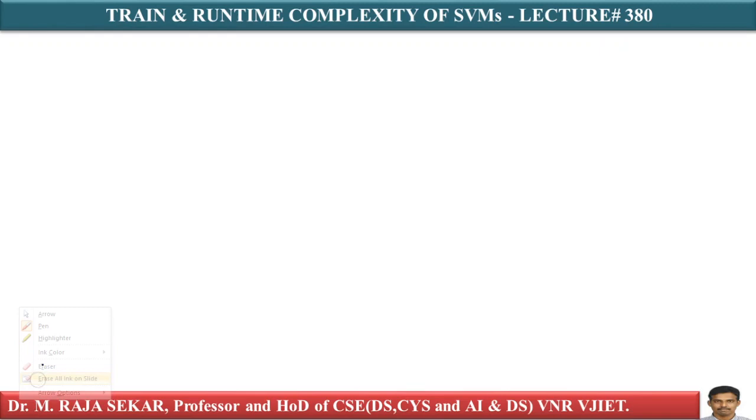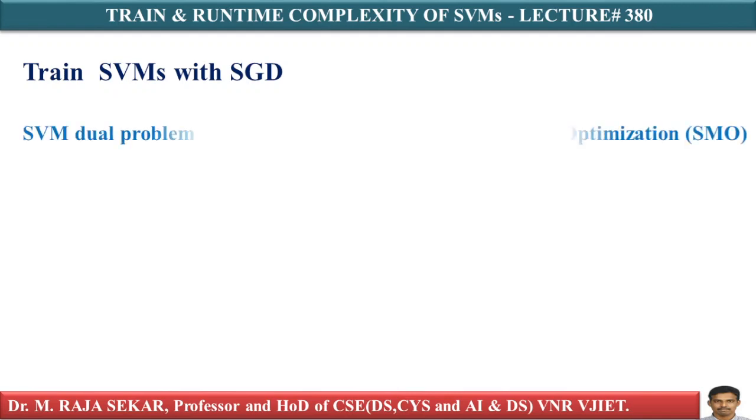In this lecture, we will try to understand train and runtime complexity of support vector machines. So, we can train support vector machines using your standard stochastic gradient descent algorithm. There are specialized algorithms which solve support vector machine optimization problems, dual problems especially. There is one such algorithm called sequential minimal optimization. It is a very popular algorithm, often referred to as SMO.